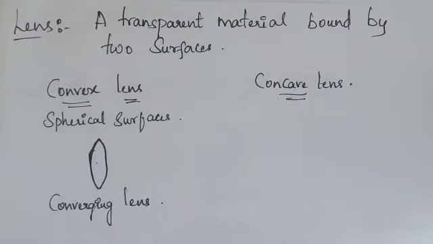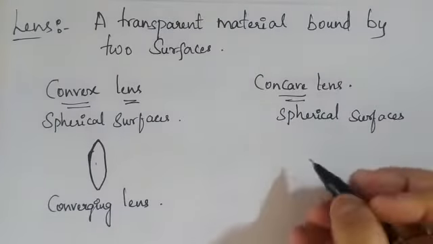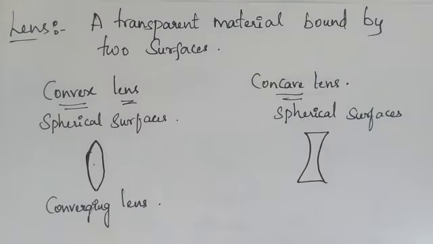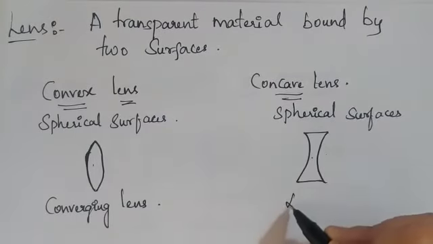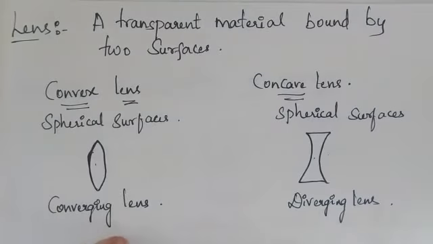Similarly, what is a concave lens? In a concave lens also, the two surfaces are spherical, and the concave lens will be bulging inwards. This is the formation of the concave lens. It is thinner at the middle and thicker at the edges, and it is also called the diverging lens. Converging means they converge to a point, diverging means they diverge away from the point. That is the main thing you have to understand about convex and concave lenses.